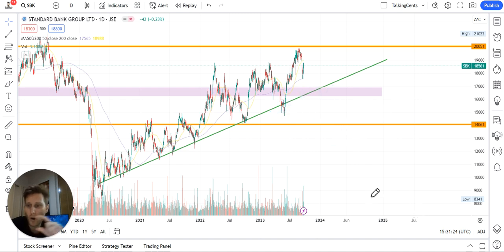So at the moment, strong momentum in Standard Bank, fundamentals are looking good. It's something to put on your watch list, and I would say that 165 could be a good entry point.